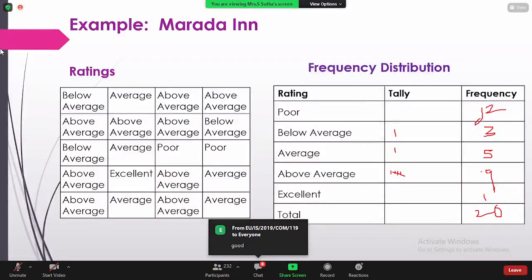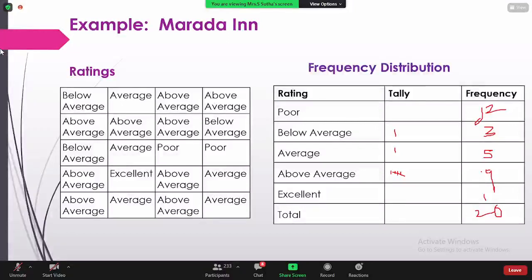What is your decision? How can you make a decision when they are providing this type of information, and from this whether you will decide to go for that accommodation or not? So quality is good, right? Yes, the quality is good because almost 50% of the guests rated the quality at above average, right?